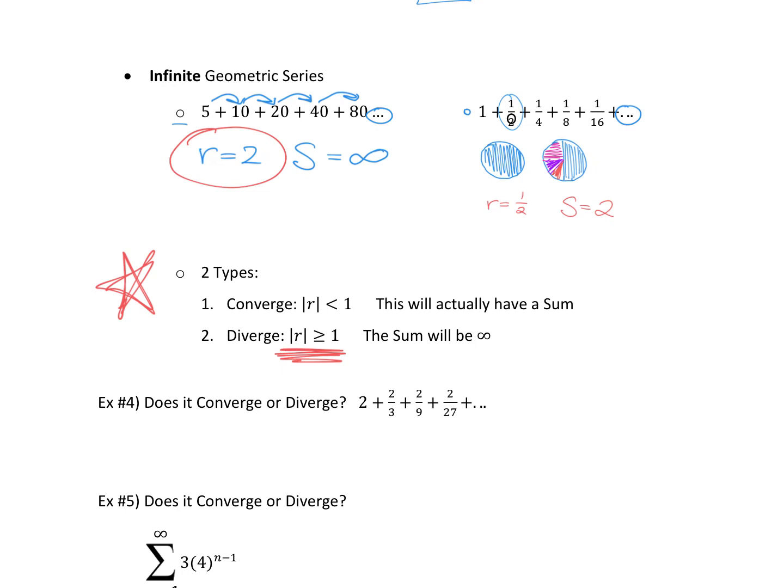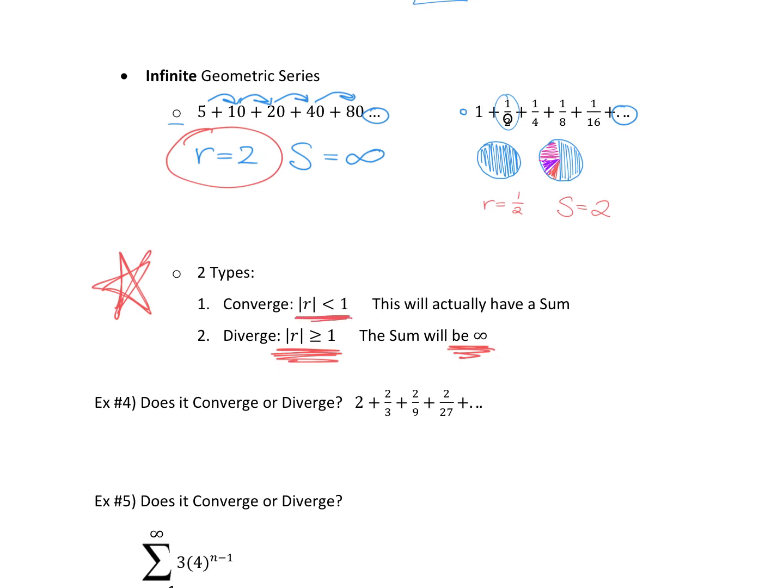The absolute value of your common ratio, if it is greater than or equal to 1, your sum will always be infinity. Because if it's more than 100%, it is constantly growing, right? 1 always represents 100% of something. So your sum is going to be infinity. But if the absolute value of your common ratio is a number less than 1, so a fraction of 1, then you'll actually get a sum from it. So keep that in mind.